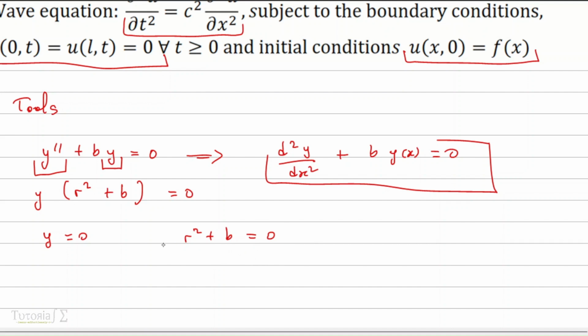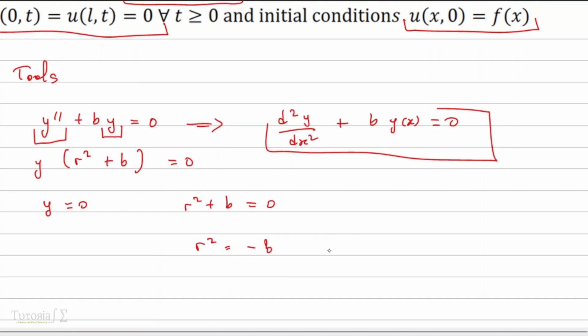Are you following? Yes. So for all the equations, the heat equation, the wave equation, some way or another we'll run into this problem where we have to factor out some y so that we remain with some form of quadratic equation. And we can use the methods that we know to solve for r. So r squared will be equal to negative b. Then you have r equal to plus or minus the square root of negative b.